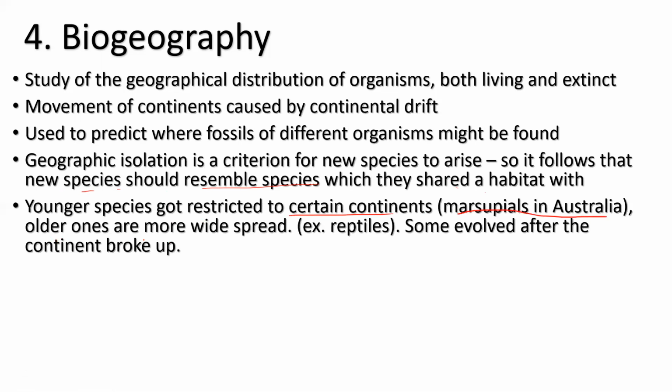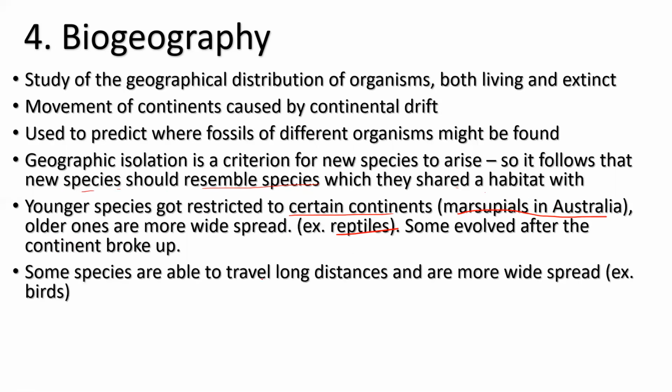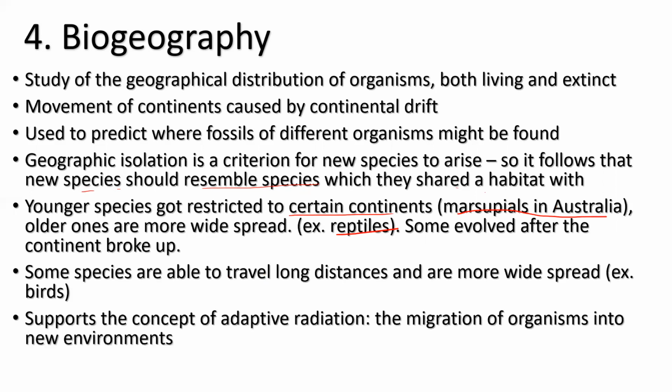Older ones are more widespread, like reptiles. Some evolved after the continent broke up, like marsupials in Australia. Some species are able to travel long distances, like birds. This concept of biogeography supports the concept of adaptive radiation, the migration of organisms into new environments. Okay, so there's some theory about biogeography.